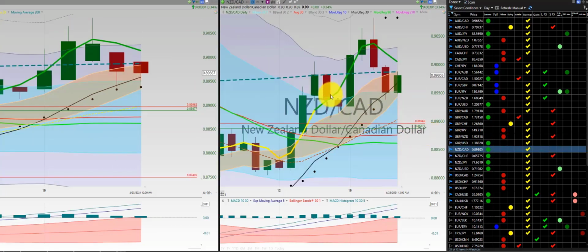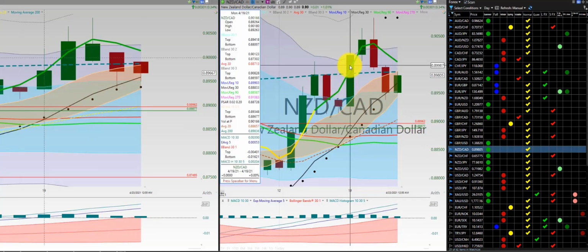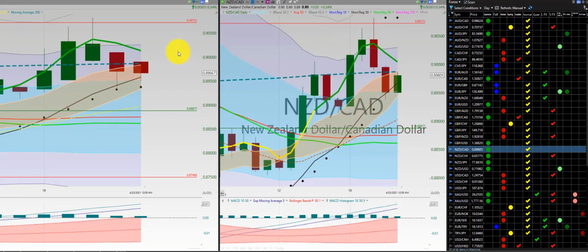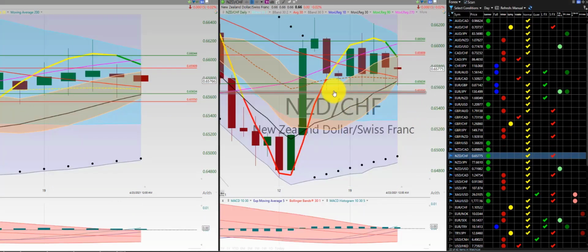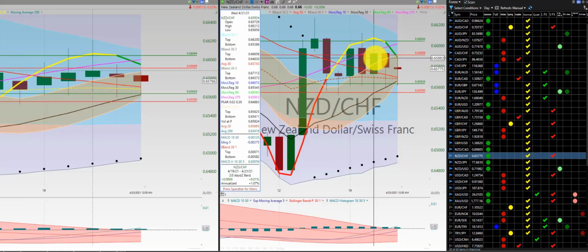New Zealand Canadian dollar, initial loss on the short here. Took this trade and hit the Z3 excursion on the Heikin-Ashi for a 1-2-3 punch out. Came back and was stopped out for a loss on Friday. New Zealand Swiss franc, this was also consolidating. Took this trade for a small loss. Trade, no trade, no trade. Then took this trade for a small gain.